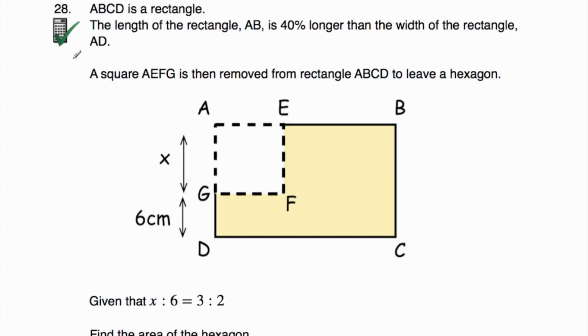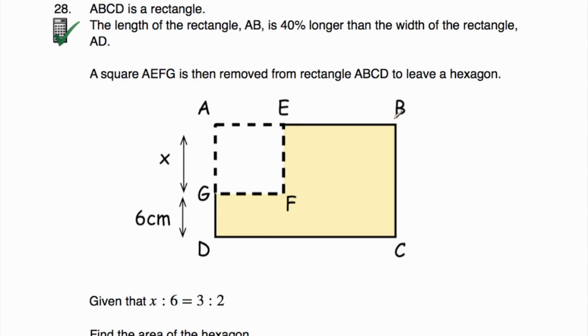Okay, let's have a look at question number 28. Question number 28 says ABCD is a rectangle. So we've got ABCD, and it's a rectangle. And the length of the rectangle, AB, is 40% longer than the width of the rectangle. So this length is 40% bigger than that width. So for instance, if that was 100, that would be 140, 40% bigger. And we're told that a square, AEFG, is removed from the rectangle to leave a hexagon.